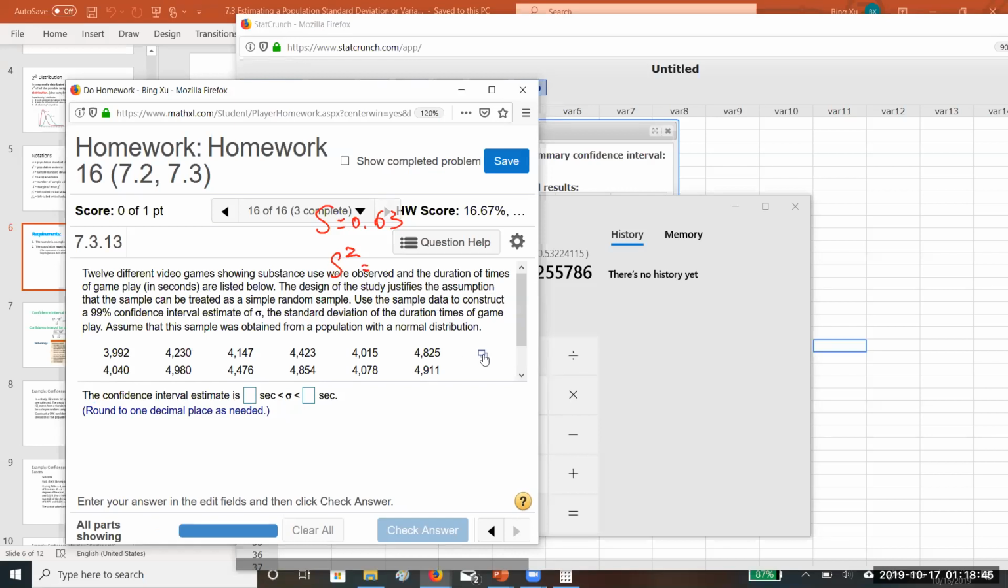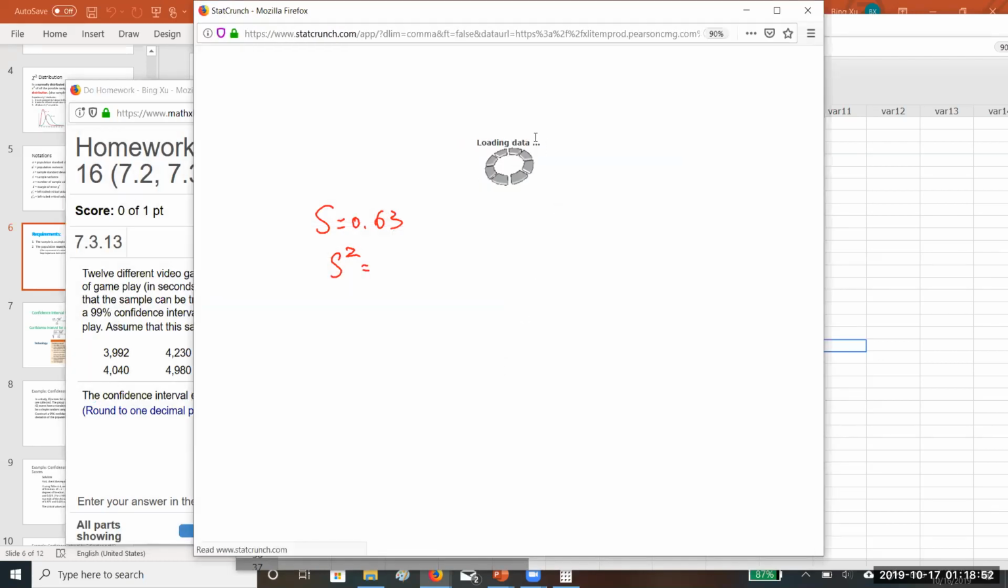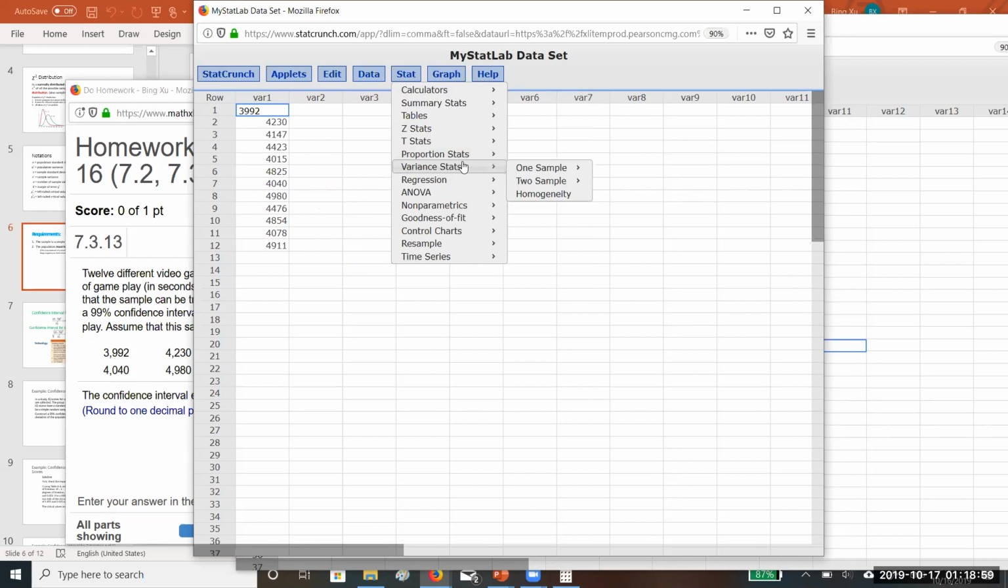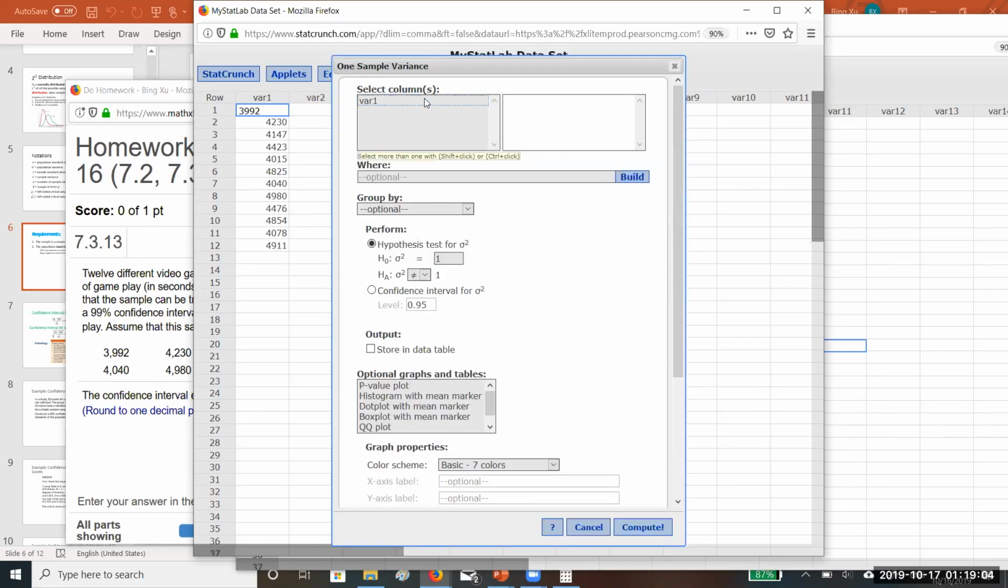So this one is a little bit different. This one's giving you the data. So you pretty much go through a similar process, except let me erase everything here. So you go to Variance, one sample, but with data. And then choose the column. And then over here, 99% confidence level, so 0.99. And then just compute.